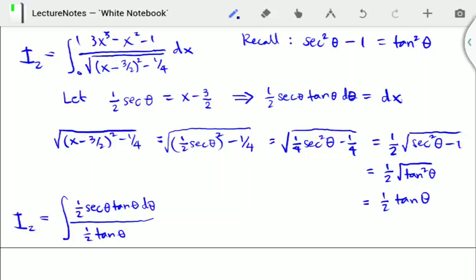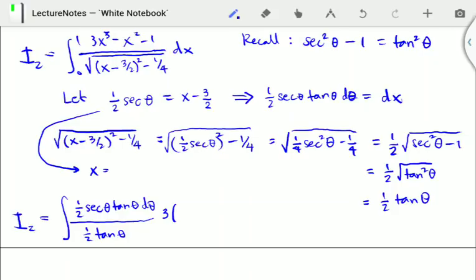And of course, we're not yet done because we still have all these terms here in the numerator. So you have 3x cubed. What is x? We can actually solve for x from here. Okay, so note that from here, if you look carefully, I can multiply 2 on both sides. Okay, and then that will give you sec theta equals 2x minus 3. So that becomes x will be equal to, okay, this is now in terms of your, what do you call this?